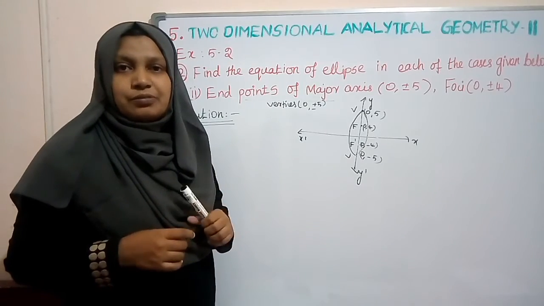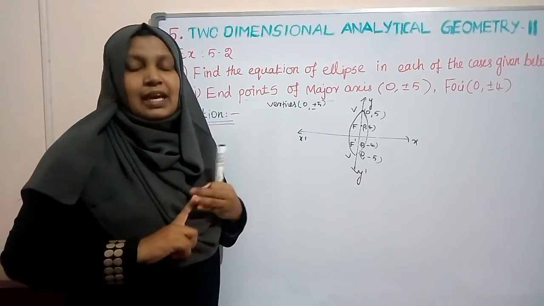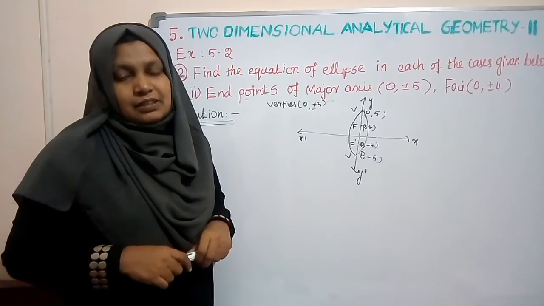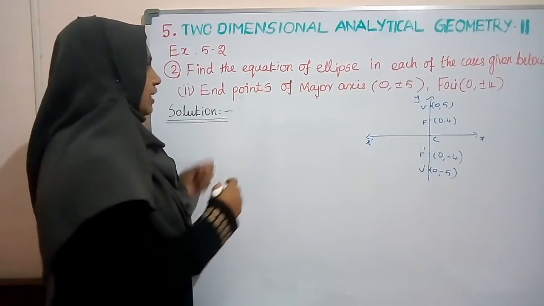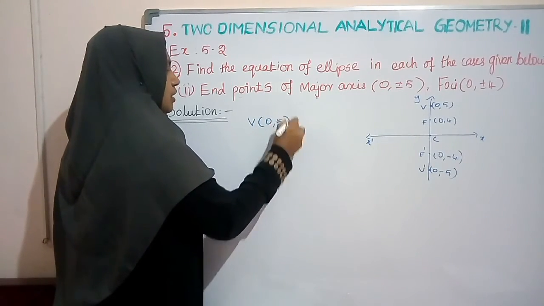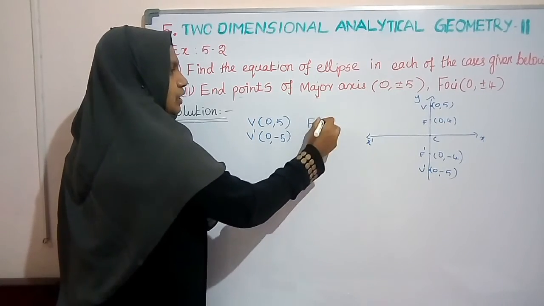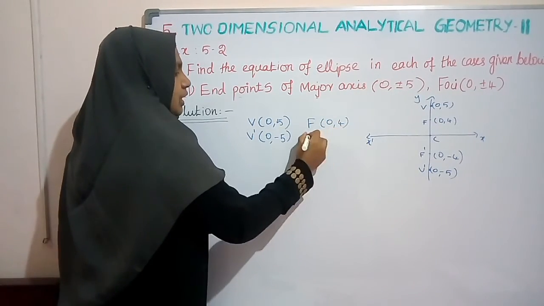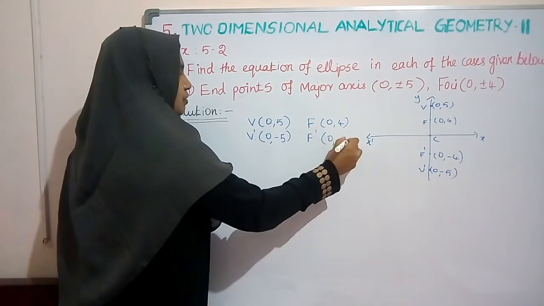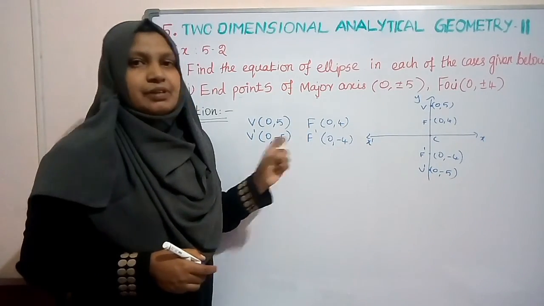So here we have to find the center h, k and the value of a and b. After that we can write the equation. Before that we can write the given values. The vertices 0, 5 and 0, minus 5. Foci 0, 4 and 0, minus 4. So that is vertices V, V dash, foci F, F dash.